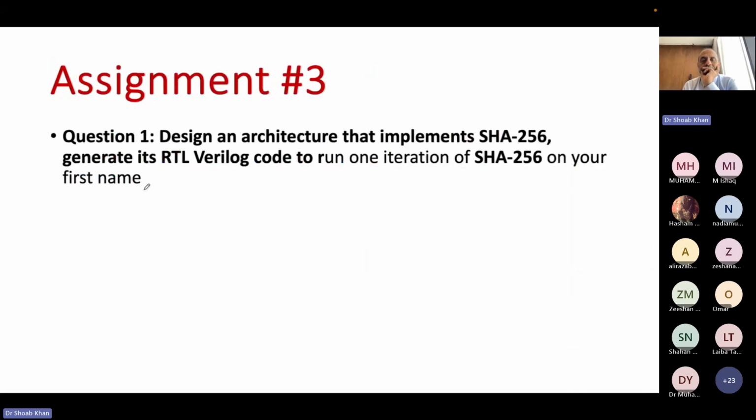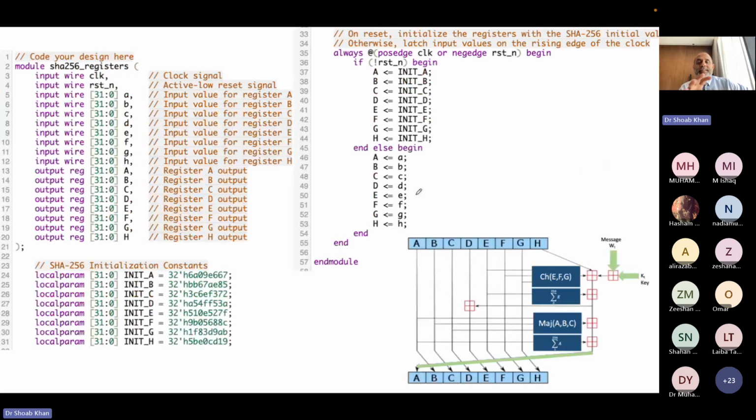So we are going to design an architecture that implements SHA-256, and generate this RTL Verilog code to run one iteration. I don't want it to become very complex, but I just want you to have a feel that you can generate an architecture for such a complex thing like a hash algorithm, which is so fundamental to digital transformation. So this is what I generated, and I was really amazed that it was so easy to generate this code.